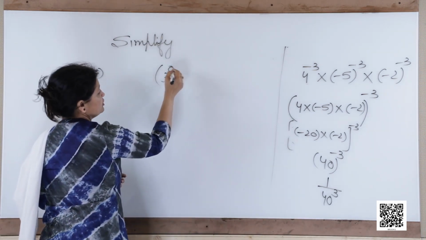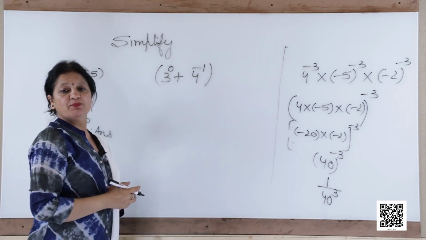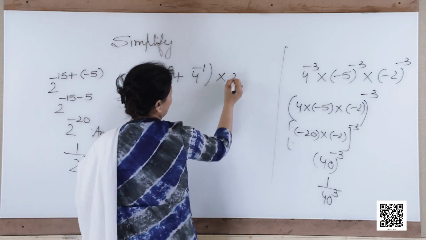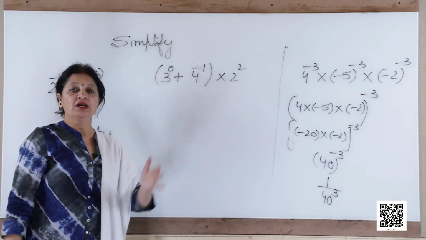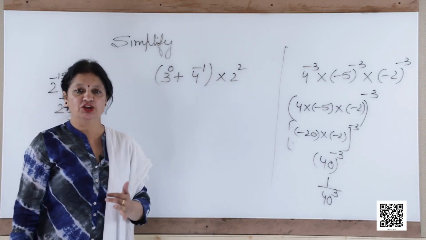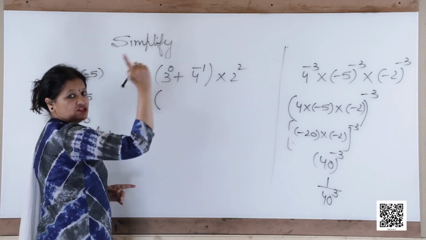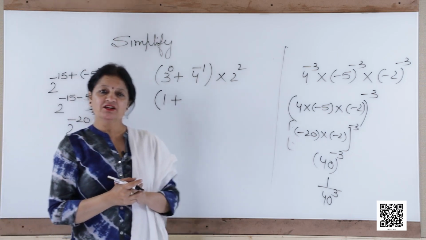3 raised to the power 0 plus, this is your exercise question, plus 4 raised to the power minus 1 multiply by 2 raised to the power 2. Let's solve this. I have told you in the starting only, any number power 0 is always 1. So 3 raised to the power 0 means 1 plus 4 raised to the power minus 1.